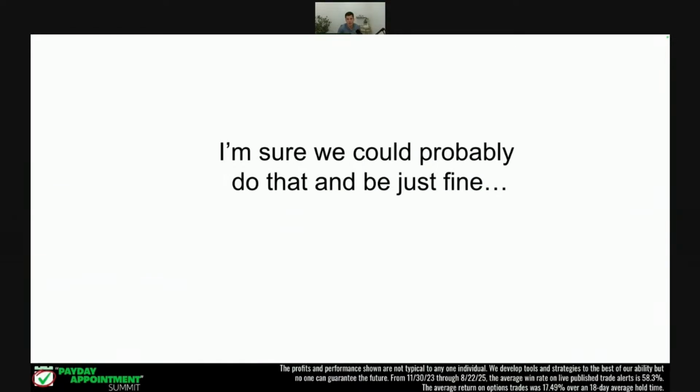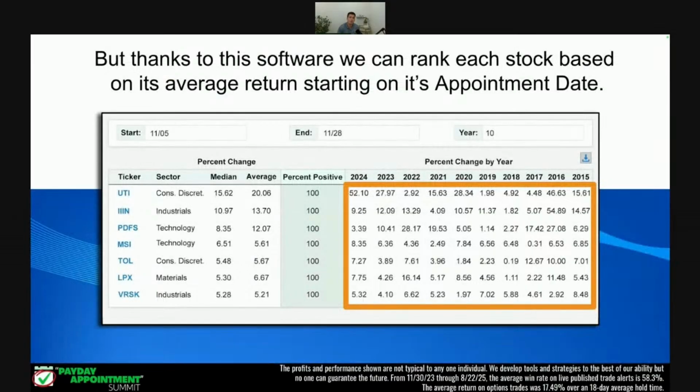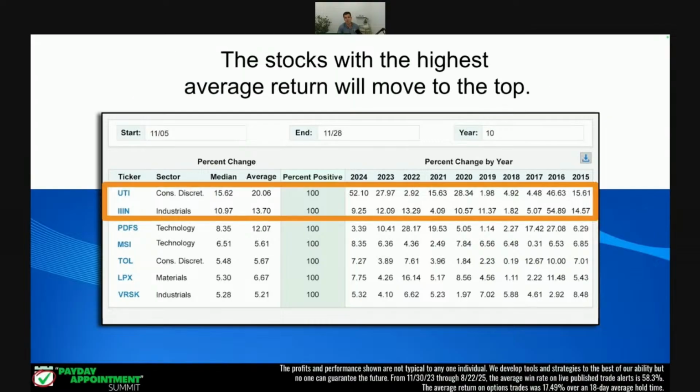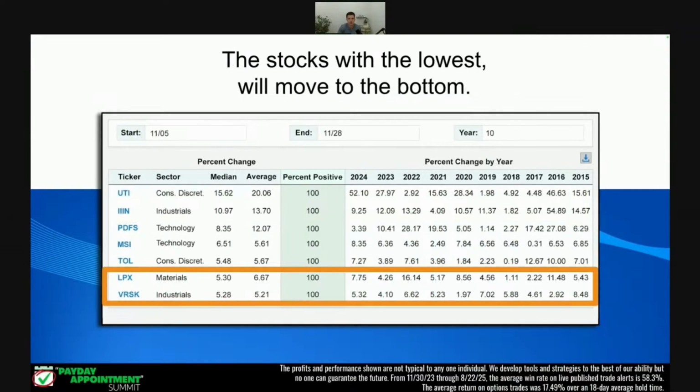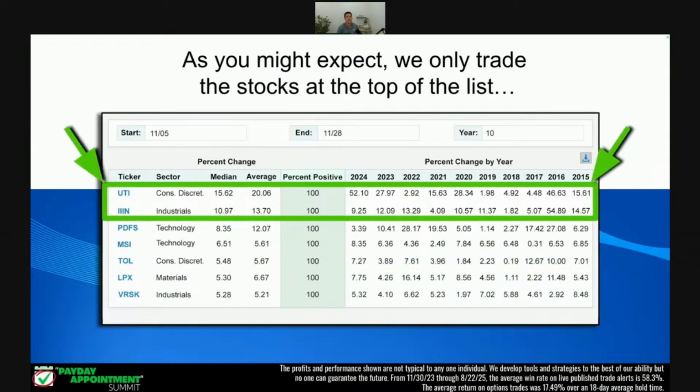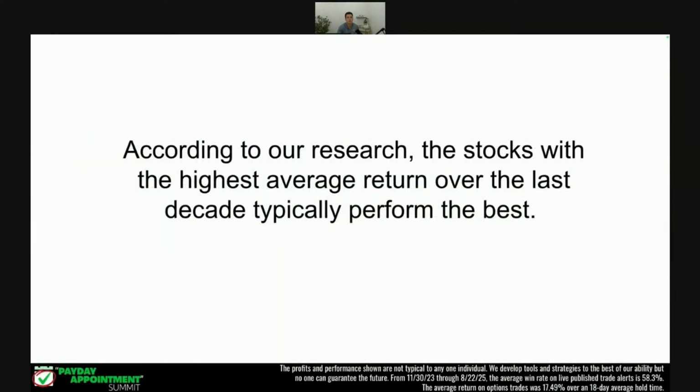Now, obviously, we don't trade just any stock that's on the list. I'm sure we could do that and probably be just fine. But thanks to this software, we can rank each stock based on its average return starting on its appointment date. So the stocks with the highest average return move to the top of the list. Again, we could trade every stock, but wouldn't you want to trade the ones that pay the most money? So the stocks with the biggest returns, top of the list. Stocks with the lowest, they go to the bottom of the list. And as you might expect, we only trade the stocks that pay the most every single year.